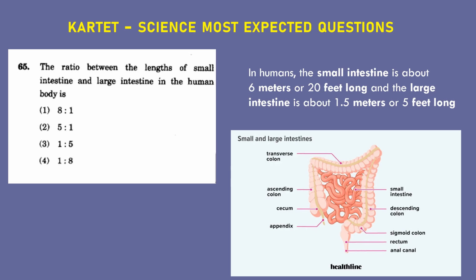Let us see the question. The ratio between the length of small intestine and large intestine in the human body is... they are asking the ratio of length of small intestine and large intestine. In humans, the small intestine is about 6 meters or 20 feet long, and the large intestine is about 1.5 meters or 5 feet long. Then 20:5, 5 ones are 5, 5 fours are 20. Here the ratio is 4:1, but here they have given 5:1. Therefore the nearest ratio in these options is 5:1. Therefore 5:1 is the correct answer.